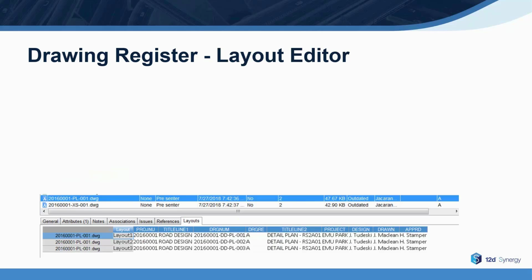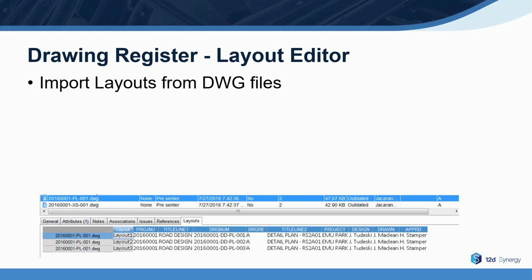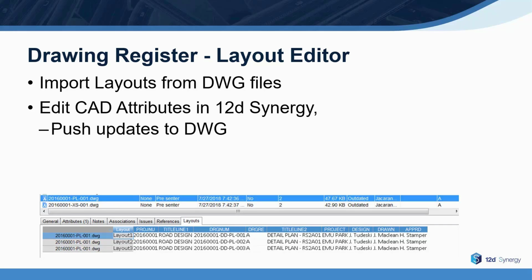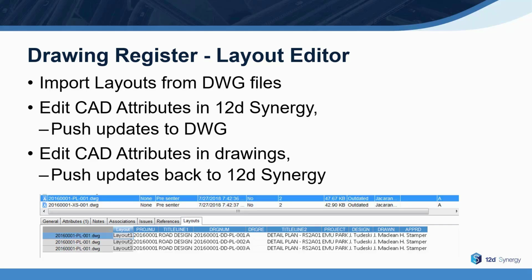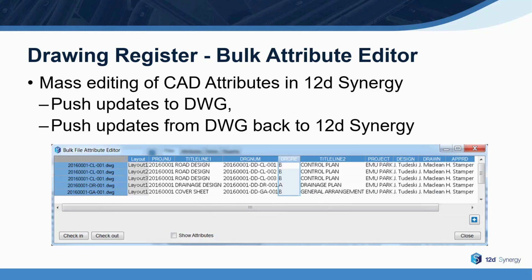For the layout editor, this inputs your layouts from the DWG files and brings the CAD attributes in for editing. So you can edit your CAD attributes in 12D Synergy, and then you can push your updates to the DWG. However, this method also allows you to edit the CAD attributes in the drawings and then push the updates back to 12D Synergy, something the spreadsheet version can't do.